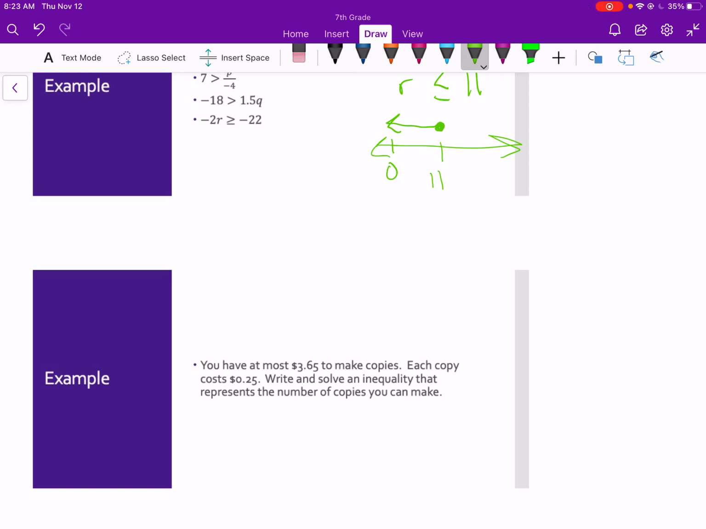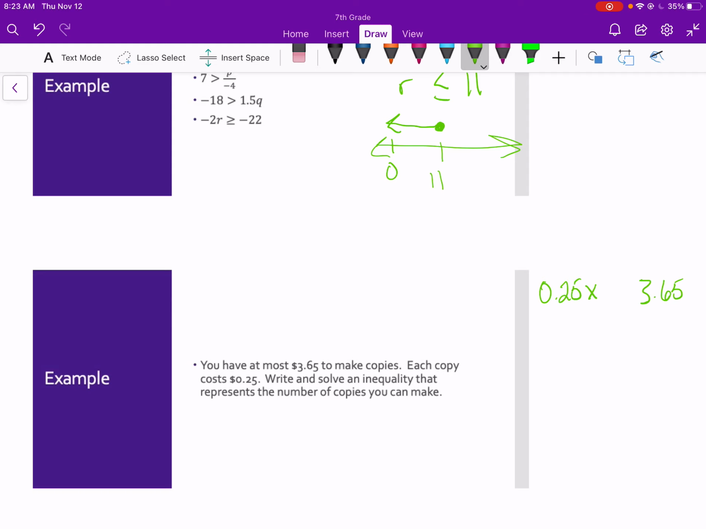All right, looking at a word problem, you have at most $3.65 to make copies. Each copy costs 25 cents. Write and solve an inequality that represents the number of copies you can make. So let's think, how can we express how much copies are going to make if we buy x numbers of copies? So we can represent that by saying 0.25x, if x is representing the number of copies. And we're comparing that to $3.65 because we have at most $3.65.